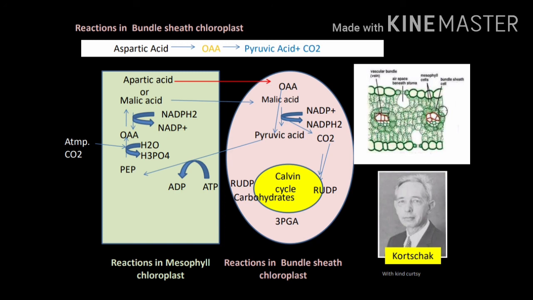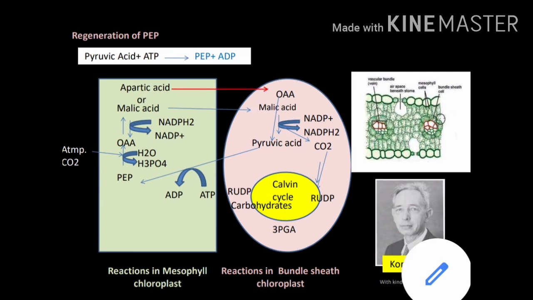When aspartic acid comes into a bundle sheath cell chloroplast, it is first converted to OAA, which is then decarboxylated to carbon dioxide and pyruvic acid. We will see the reaction: the aspartic acid is converted into OAA, then there is a synthesis of pyruvic acid and there is evolution of CO2.